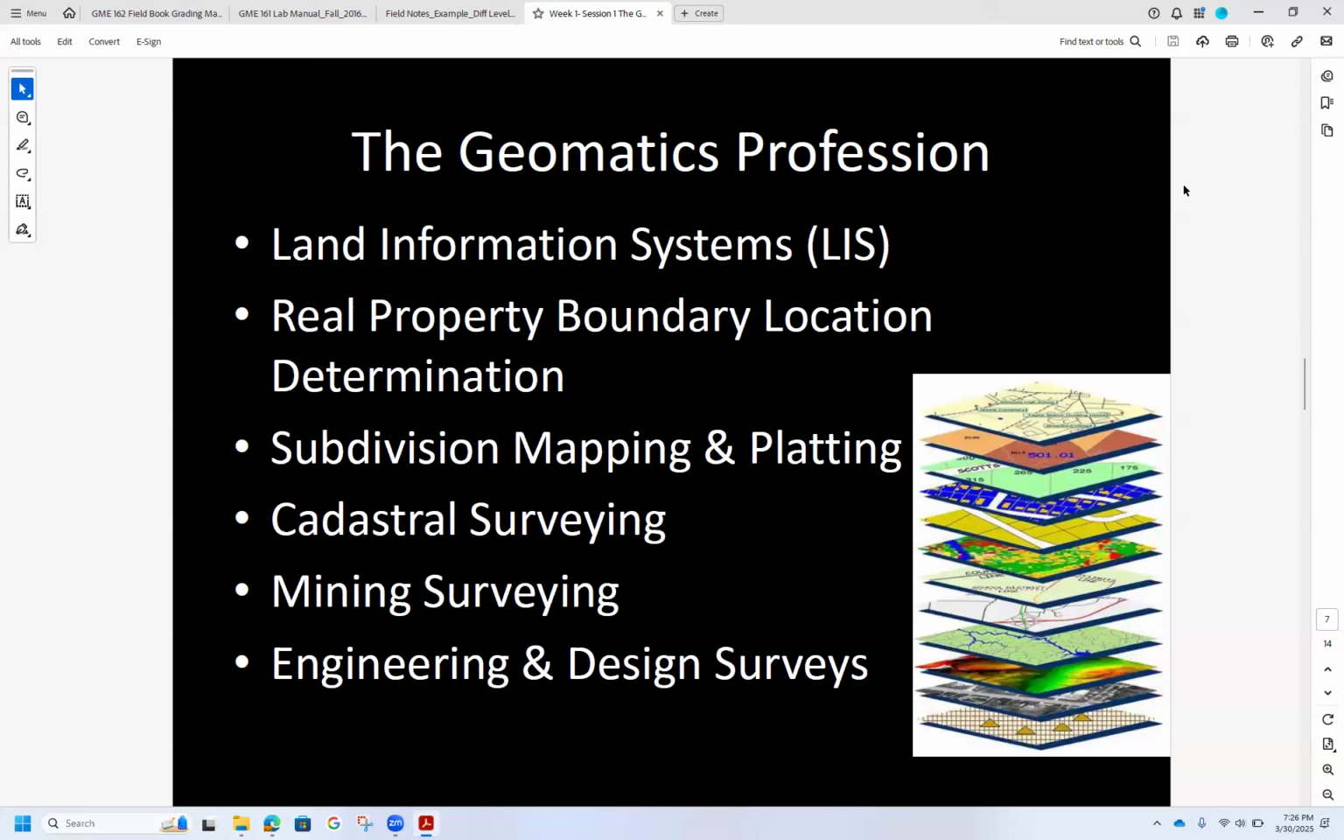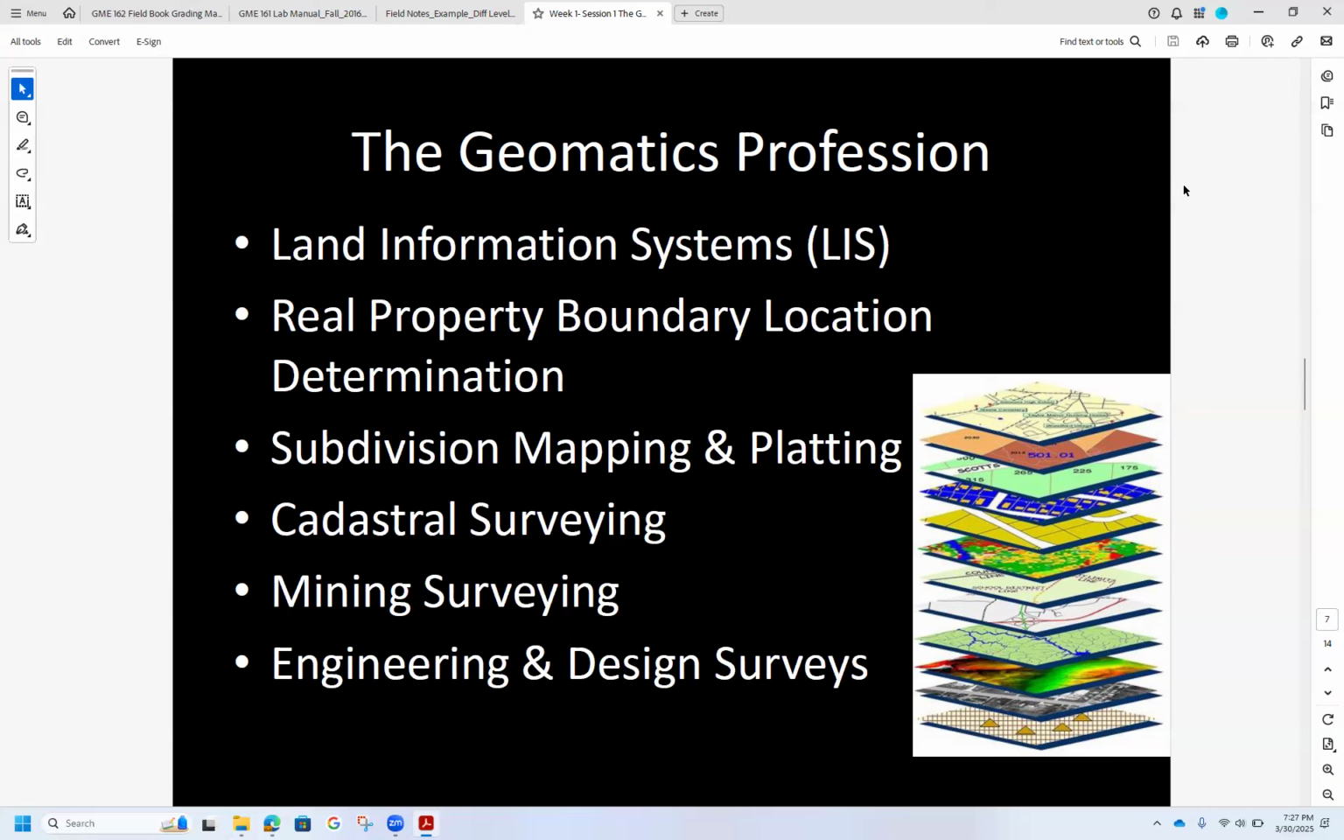And then we have land information systems, kind of like when you go on a local GIS county site, and it has all kinds of tax lot information, all that good stuff. A lot of that is not boundary accurate. It just gives you a lot of information. Real property boundary location determination has to do with drafting, subdivision mapping, platting, and property development. Cadastral survey, BLM.